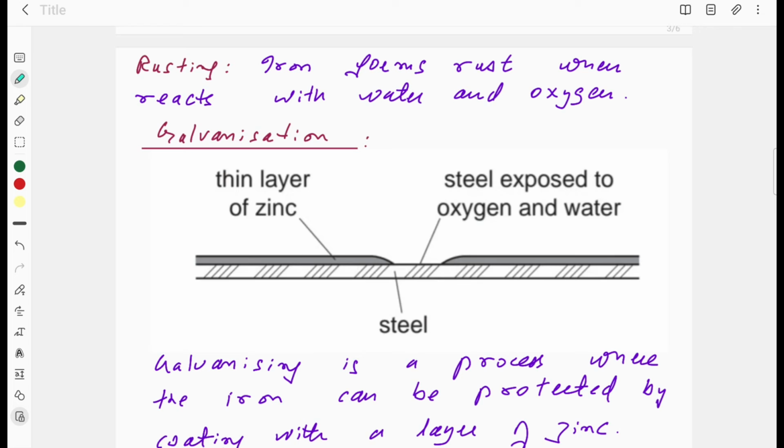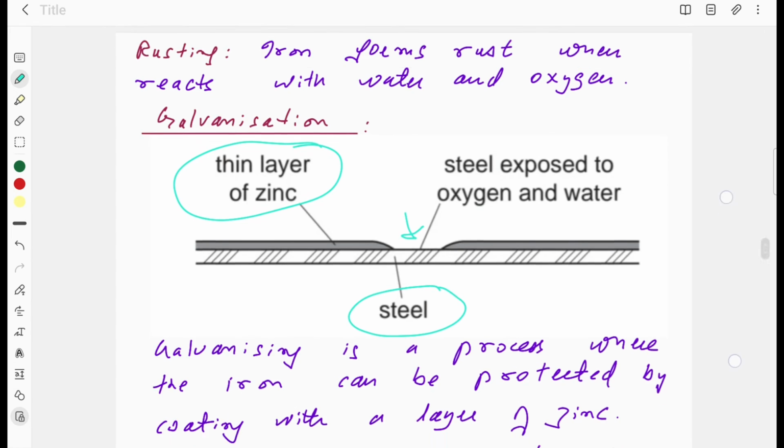The first important method is galvanization. In galvanization, we coat iron or steel with a layer of zinc. You can see a thin layer of zinc, and this thin layer of zinc is even exposed over here. Zinc is gone. Now this surface is exposed. Even then, what we have observed is that this exposed surface will not rust. So let us see how it is possible.